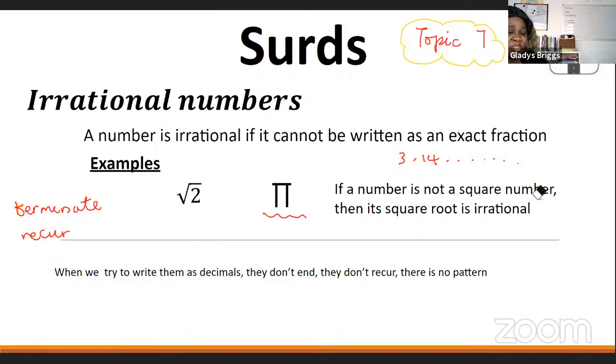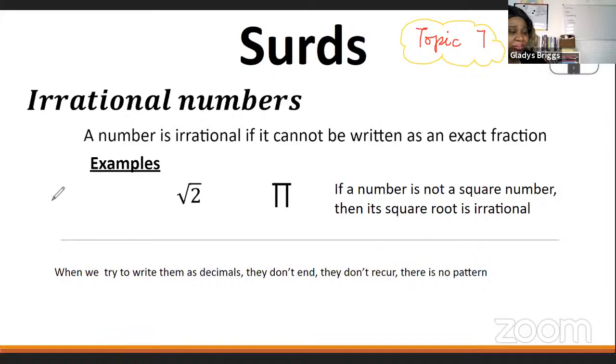Basically, if a number is not a square number, then its square root is irrational. If you have a number that is not a square number, then if you take the square root, that square root is going to be an irrational number. Okay, so surds are about irrational numbers. So there's no pattern. They do not terminate. They do not recur.